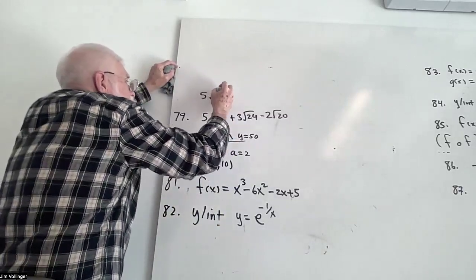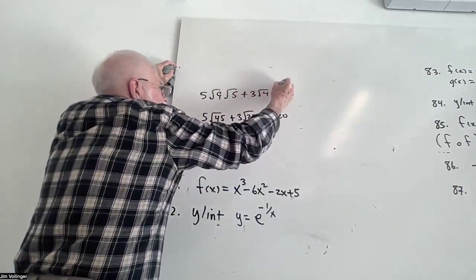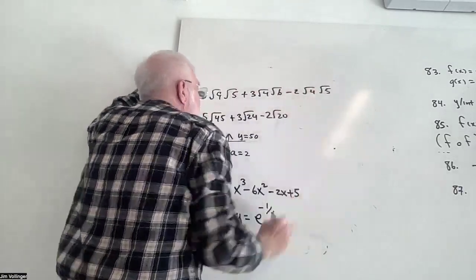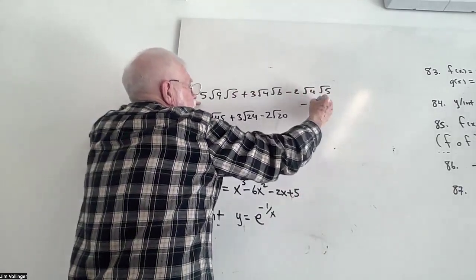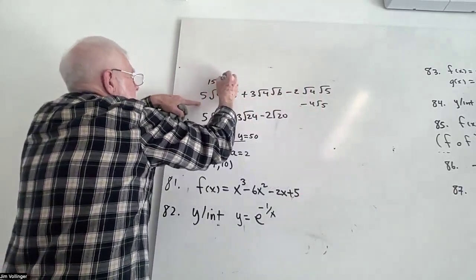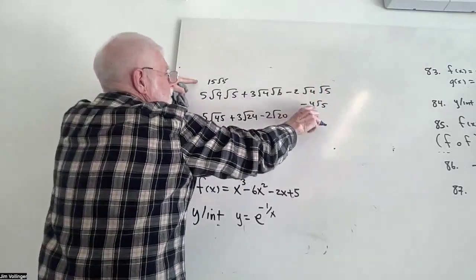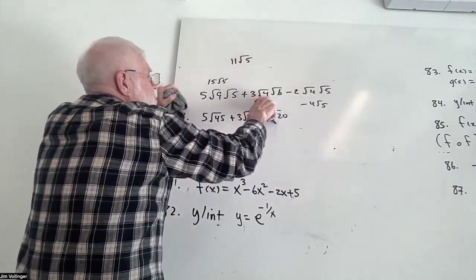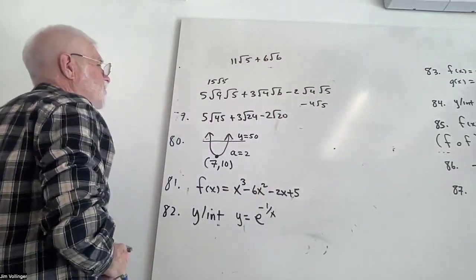49. So that's 5 root 9 root 5. 3 root 4 root 6. Minus 2 root 4 root 5. All right, so it looks like I got some root 5s. So that one is minus 4 root 5. This one is 15 root 5. All right, 3 times 5, 2 times 2, okay? So 15 root 5 minus 4 root 5 is 11 root 5. And I've got 2 times 3, 6 root 6. All right, so that should be that answer.